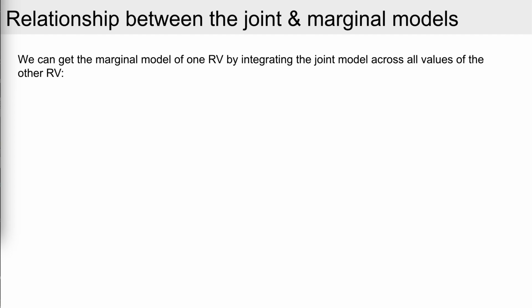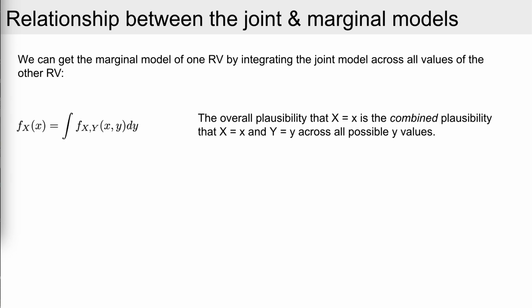Next, just as with discrete random variables, we can obtain the marginal models of x and y from their joint model. However, the sums needed to do so in the discrete setting are replaced by integrals in the continuous setting. For example, the PDF of x is the joint PDF of x and y integrated across all y values.